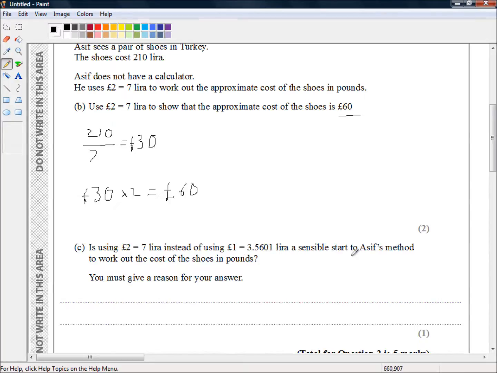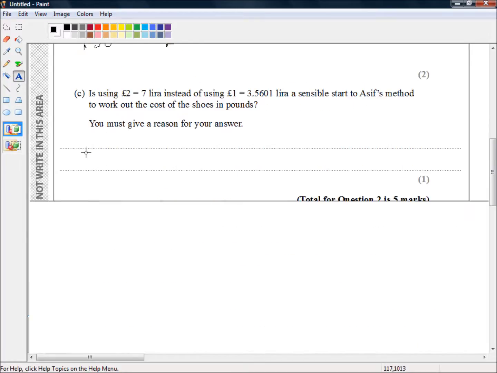Okay, so part C: is using £2 equals 7 lira instead of £1 equals 3.5601 lira a sensible start to Asif's method? To work out the cost of the shoes in pounds, you must give a reason for your answer. Well, I think it's perfectly sensible.